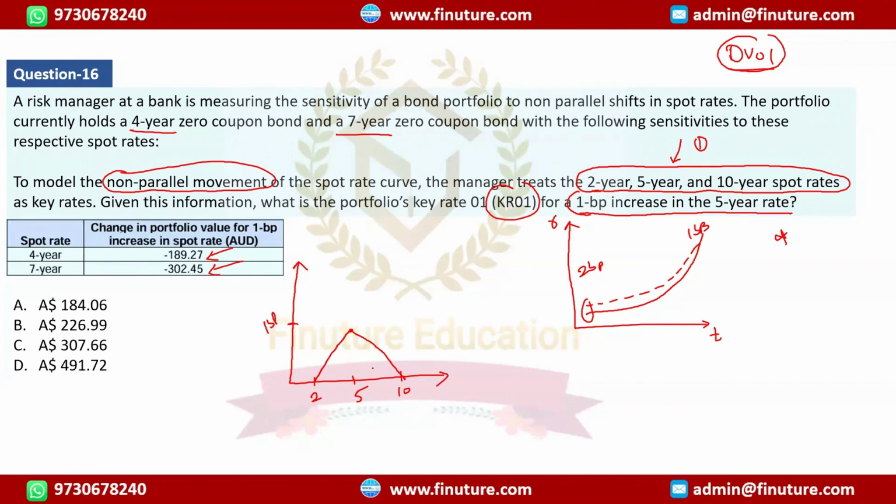Is there any confusion on this point? This is a very important point for further calculation. Could you repeat that point, please? Yeah. So when you say that your 5-year rate has changed by 1 basis point, you have to consider that it would be 0 at the preceding key rate tenor, which is 2-year in this case, and the following key rate tenor, which is 10-year in this case.